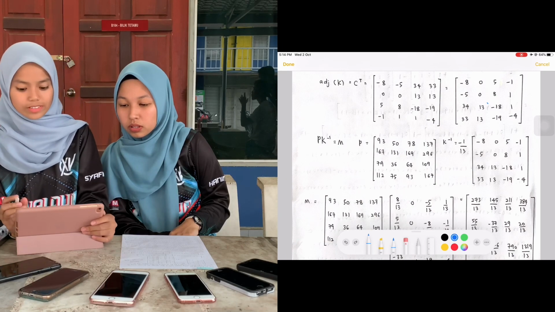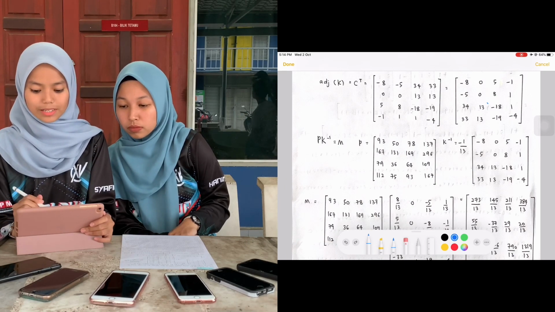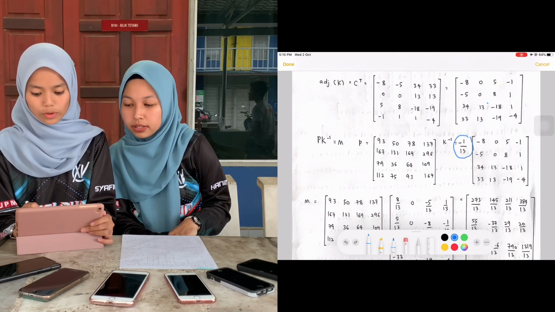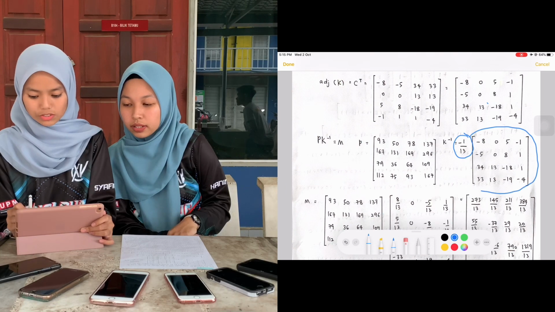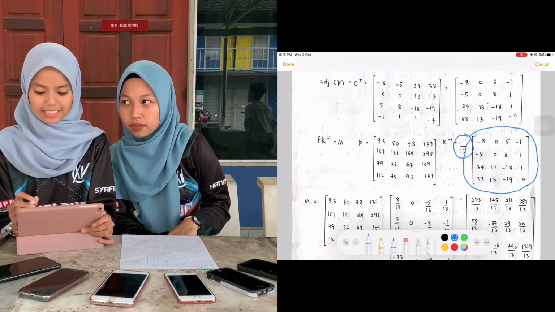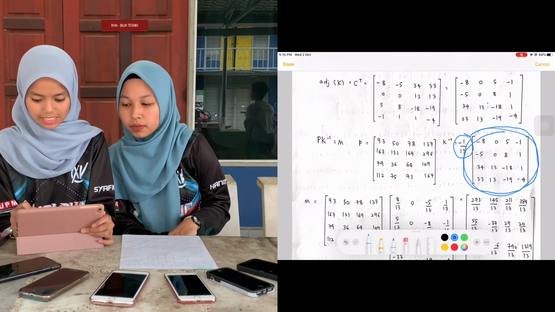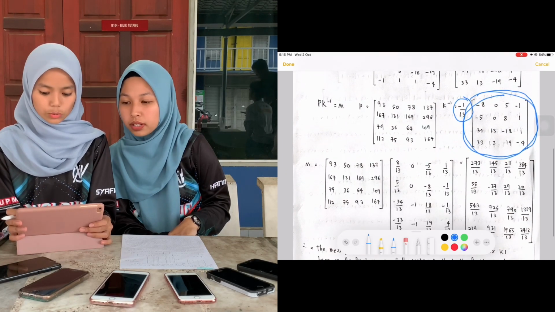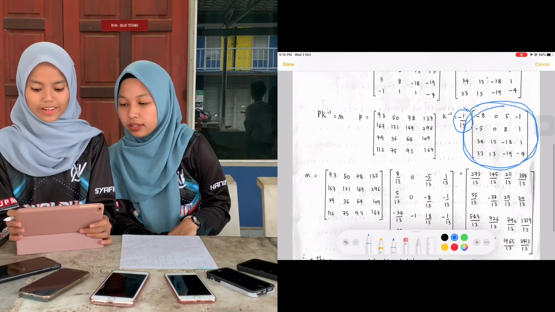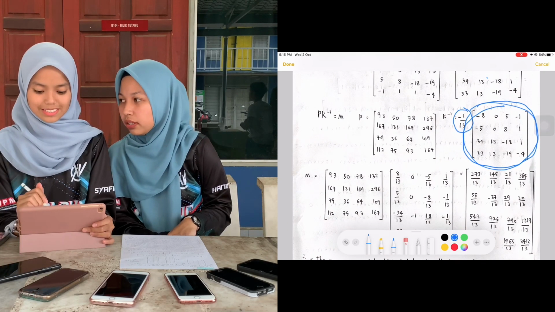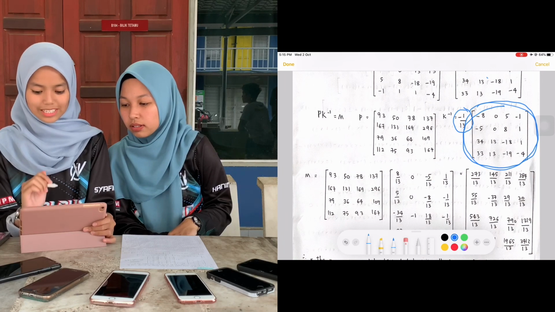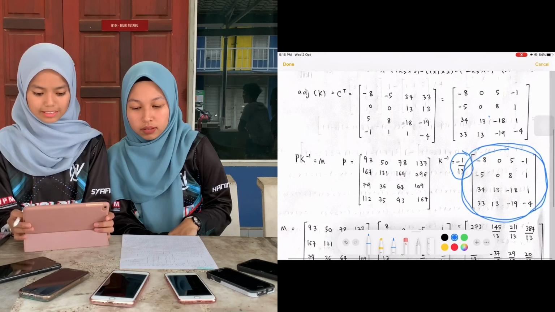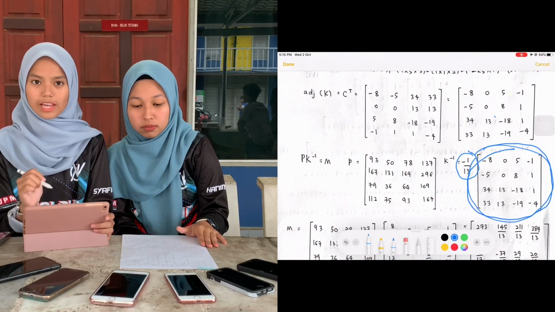To find the inverse of K, we have to multiply 1 over the determinant with the matrix that we get from the adjoint method. So the determinant that we get is 13. So to find the inverse of K is by 1 over the determinant multiplied by the matrix that we get from the adjoint matrix.